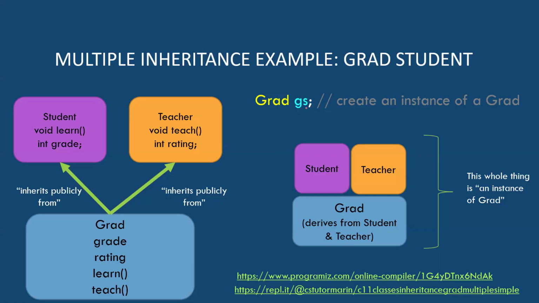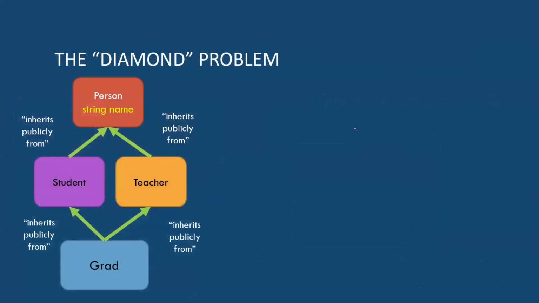Okay. So GS has all of that in it. So that's really cool stuff. This is where the problem comes in, and we call this the diamond problem, kind of for obvious reasons. If I further want to have a base class called person that is even more generic than student and teacher, because every person has a first name and a last name and an address. They just might not be a student and a teacher, right?